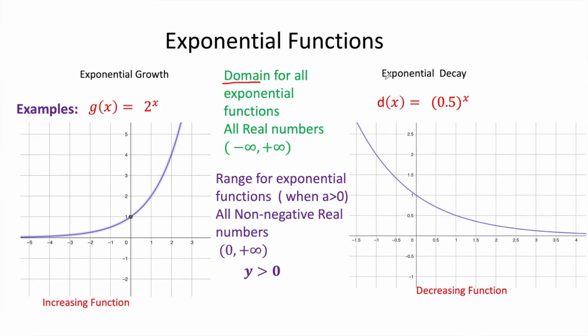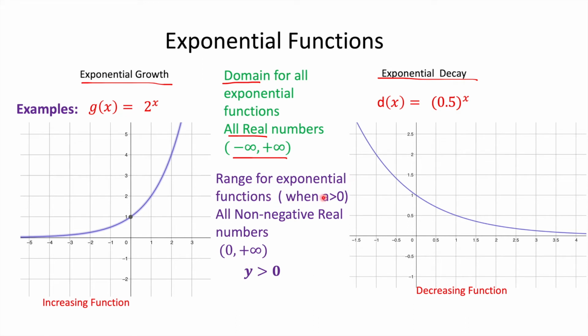Now the domain. These two functions, or all exponential functions, decay or growth, have a domain of real numbers, from minus infinity to plus infinity. You can calculate and find a point for any value of x on the x-axis. Any point has an x value between minus infinity and plus infinity. That's why the domain is the real numbers.